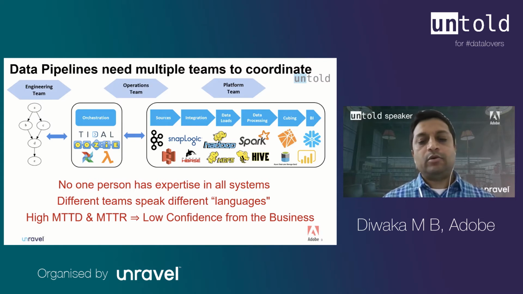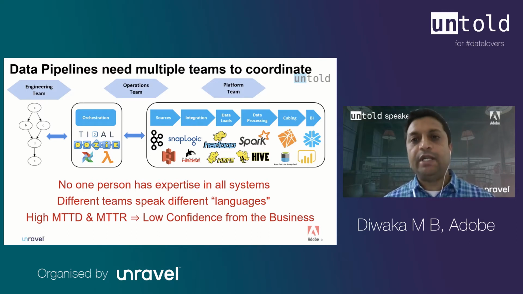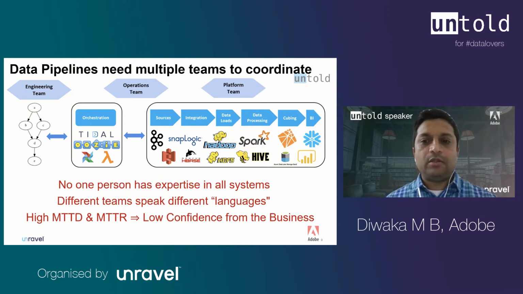So overall, different teams speak different languages, and the operations team is supposed to stitch all these together and ensure it is meeting the MTTD and MTTR, which is mean time to detect and mean time to resolve, for any data pipeline progress. And it all depends on ensuring the target SLAs are met, so that the mean time to resolve cannot go high, so that the confidence from the business teams is intact.